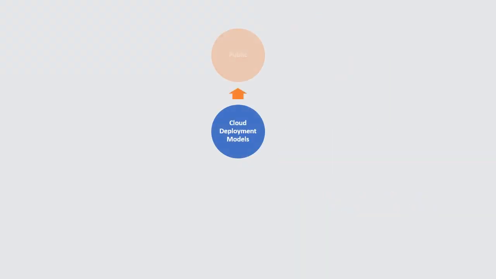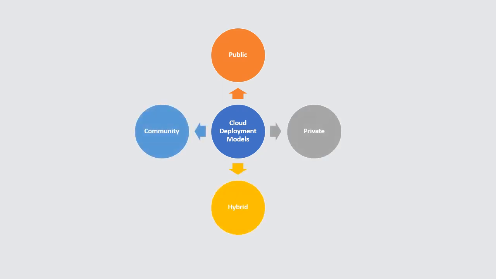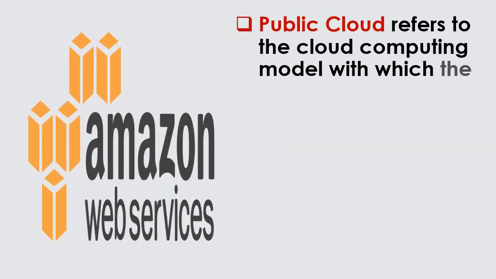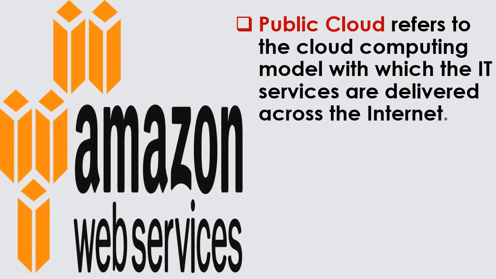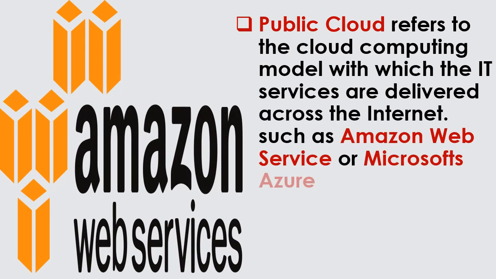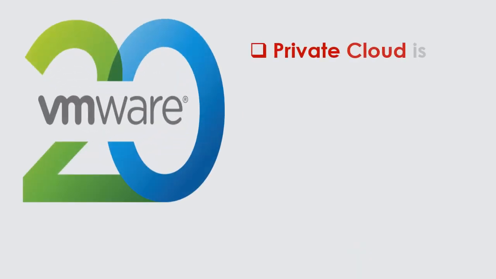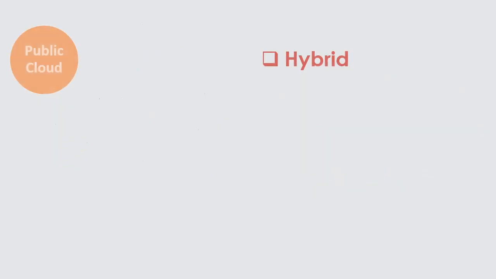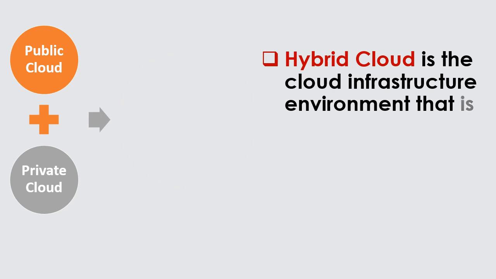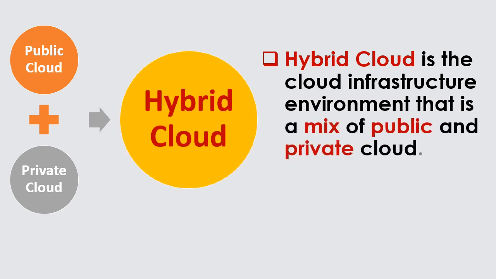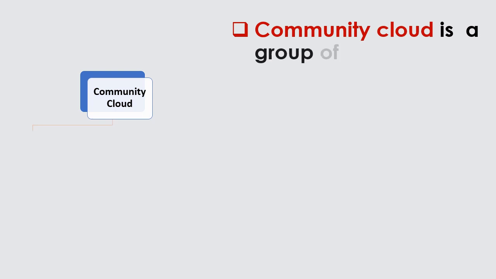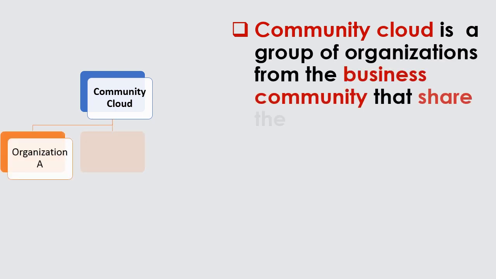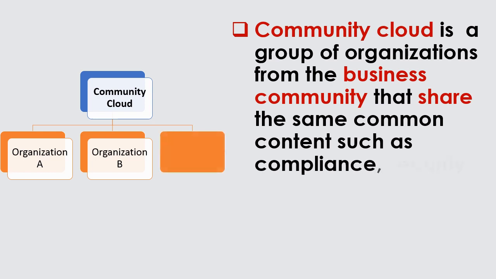Cloud deployment models are public, private, hybrid, community. Public cloud refers to the cloud computing model with which the IT services are delivered across the Internet, such as Amazon Web Services or Microsoft's Azure. Private cloud is the cloud solution dedicated for use by a single organization. Hybrid cloud is the cloud infrastructure environment that is a mix of public and private cloud. Community cloud is a group of organizations from the business community that share the same common concerns such as compliance, security, and so on.